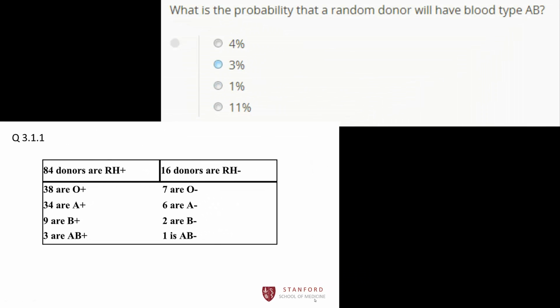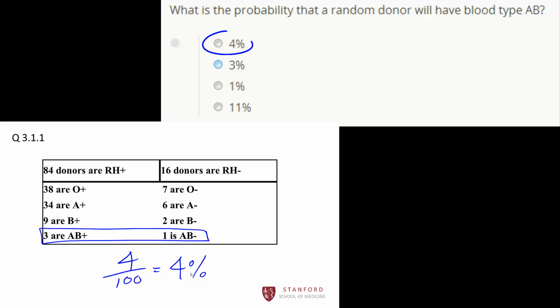In this question, we're presented with 100 blood donors with the following distribution of blood types. The question is asking for the probability that a random donor will have blood type AB. Because the question doesn't specify whether this donor is Rh positive or Rh negative, we can conclude that there are going to be 4 donors out of 100 who are going to have blood type AB, or in other words, 4%. So the answer here is A.